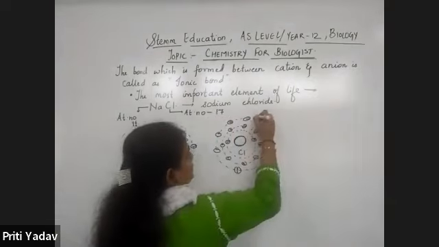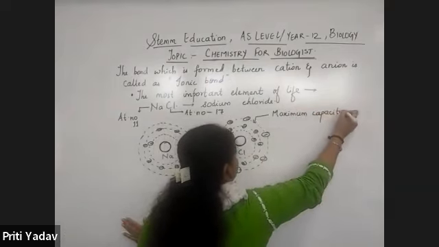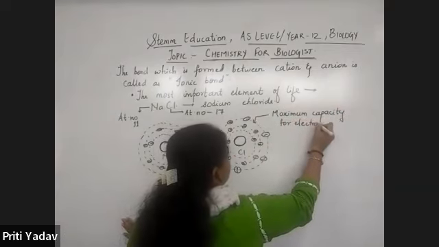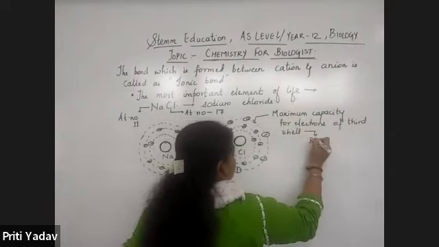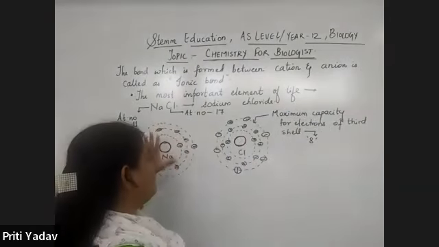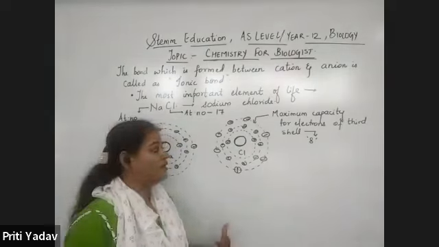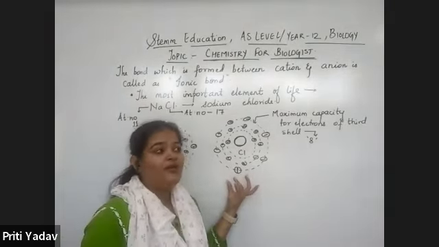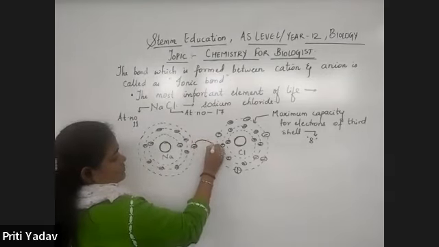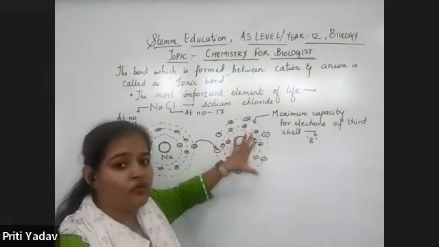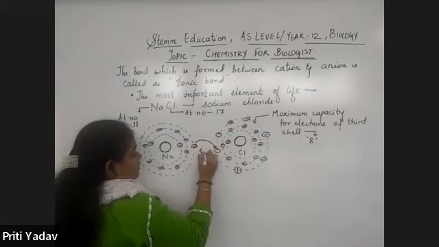The maximum capacity of this third shell is also 8. So here there are 7 electrons, and in sodium there is only 1 electron. So it's very difficult to take something which is more in number. Taking 7 electrons from chlorine is quite difficult, so it's far better to donate the electron. So sodium donates the electron to chlorine, and the result is the formation of a bond, which creates an ionic bond between them.